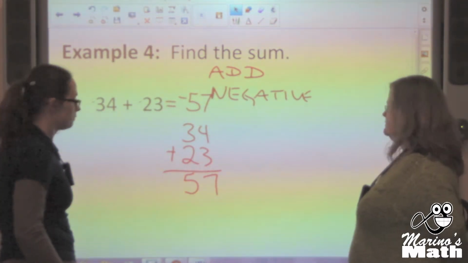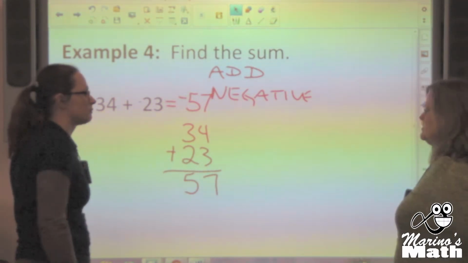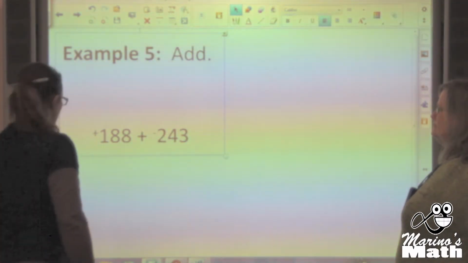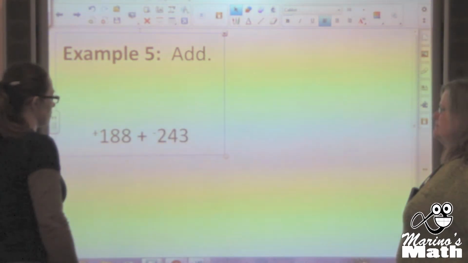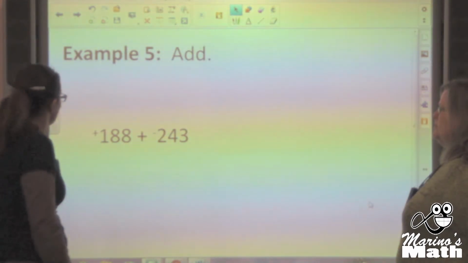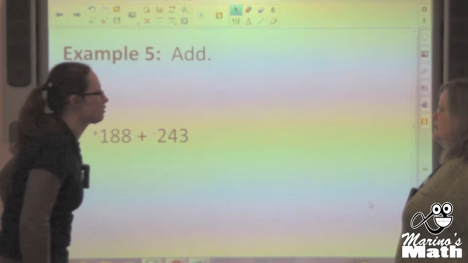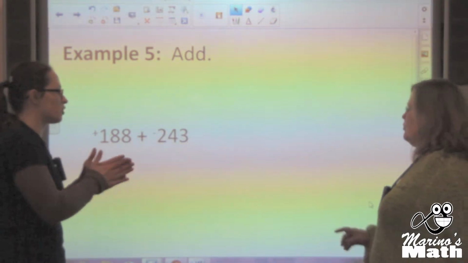Good. Let's try another one. I think that's a good solution with big numbers. Oh my gosh. So here we have another one. Talk about big numbers. Positive 188 plus negative 243. So my strategy is not going to work. We can't add them together and make it negative.